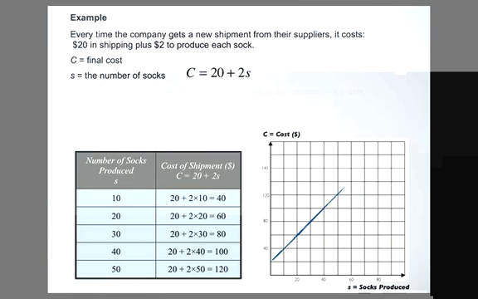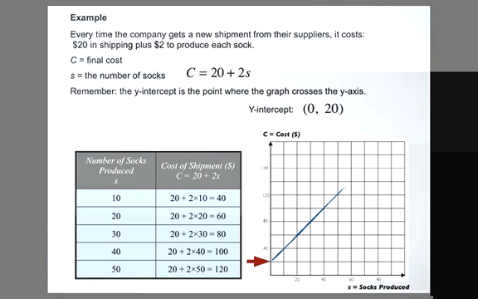So we have our line. Remember, the y-intercept is the point where the graph crosses the y-axis. In our situation, the y-intercept is 20, represented by the point (0, 20), or b is equal to 20.